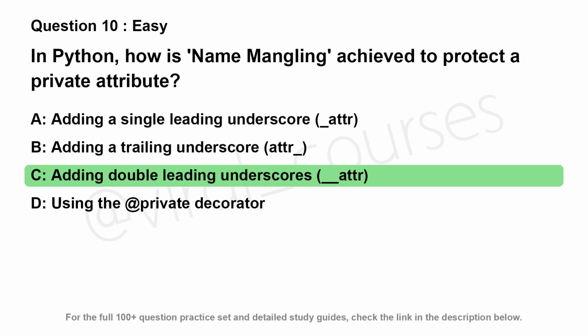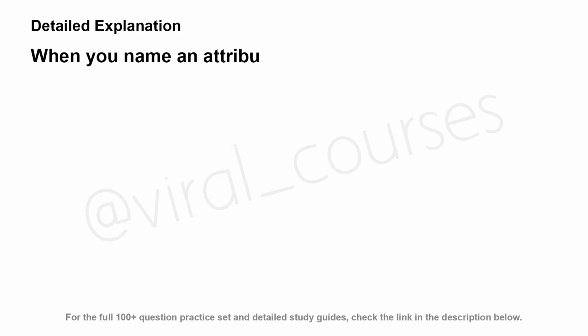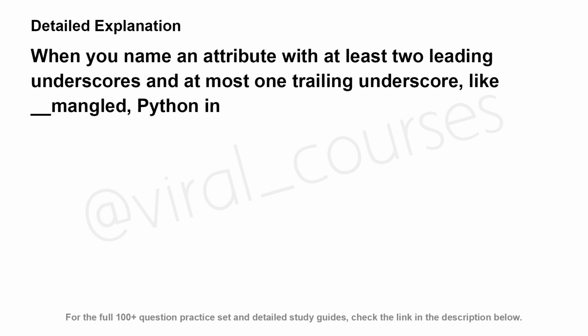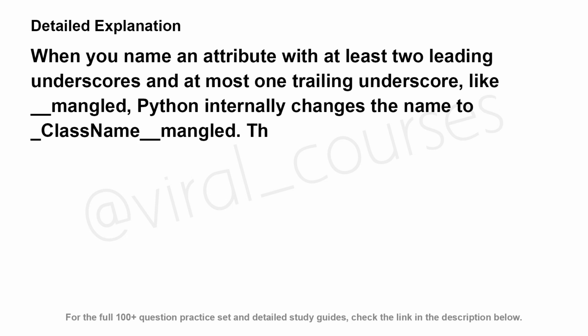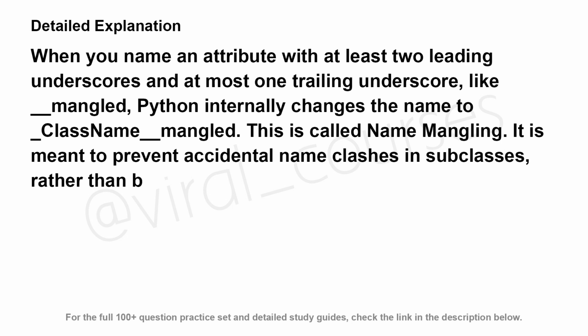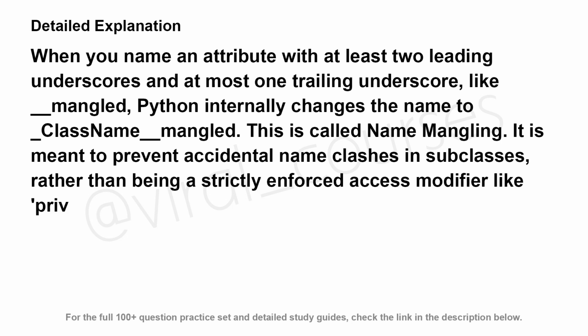The correct answer is C. When you name an attribute with at least 2 leading underscores and at most 1 trailing underscore, like __mangled, Python internally changes the name to _classname__mangled. This is called name mangling. It is meant to prevent accidental name clashes in subclasses, rather than being a strictly enforced access modifier like private in Java or C++.